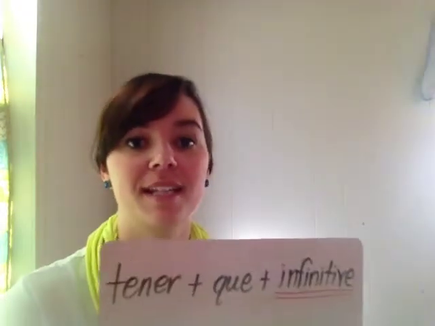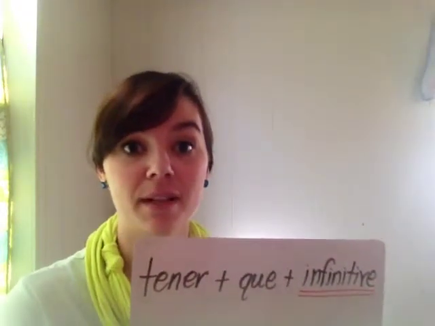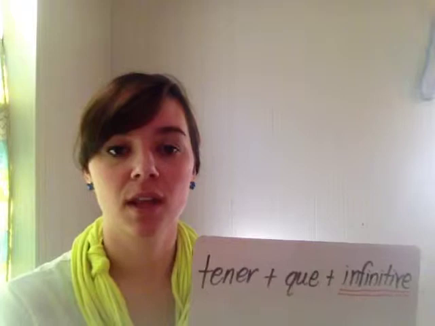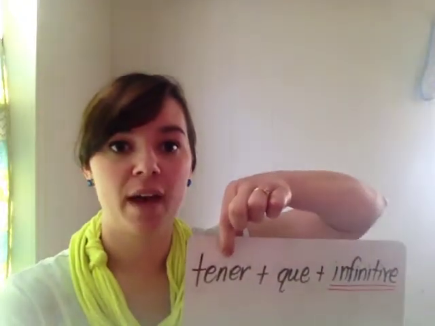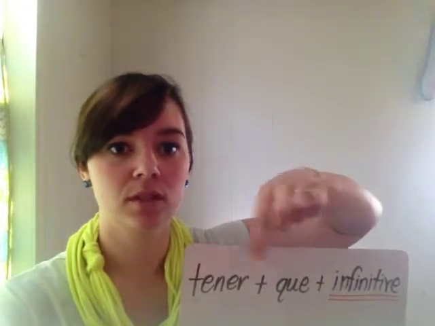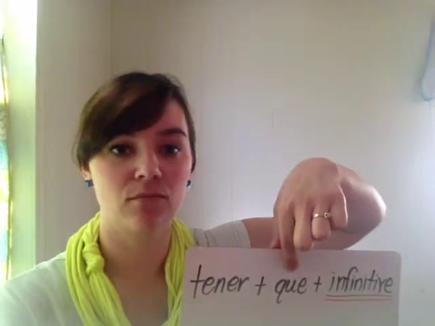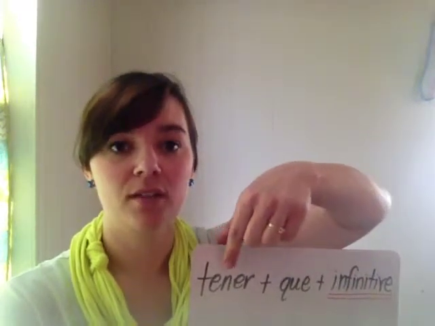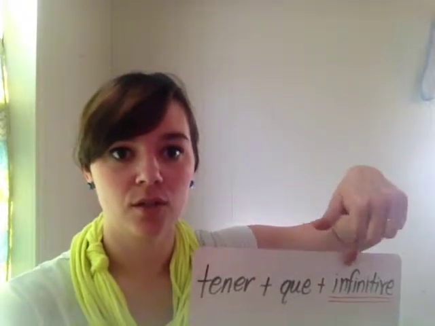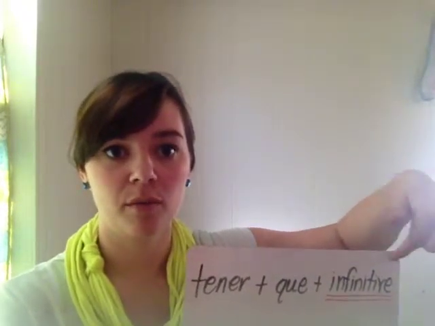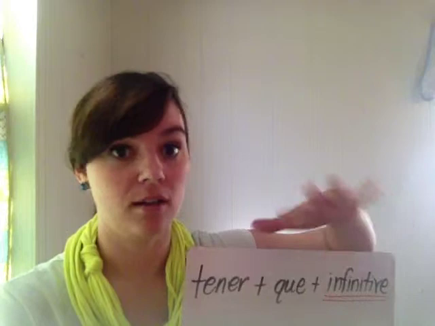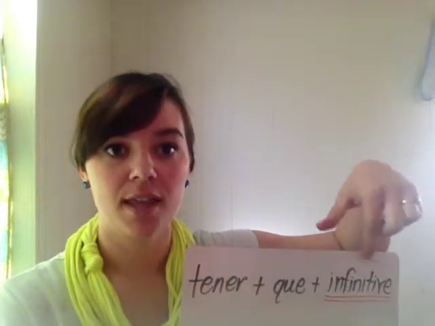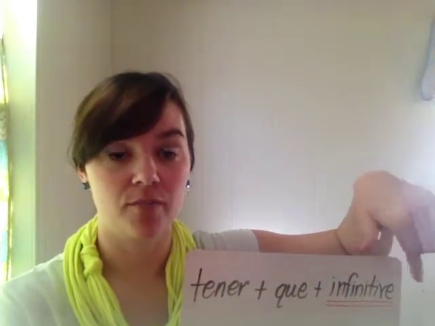This is our formula. Tener plus que plus the infinitive. This means to have to. This que does not mean to, but when you put it with tener, it does. To have to do something. Right here we put a verb in the unconjugated form, and that's the action that we have to do.